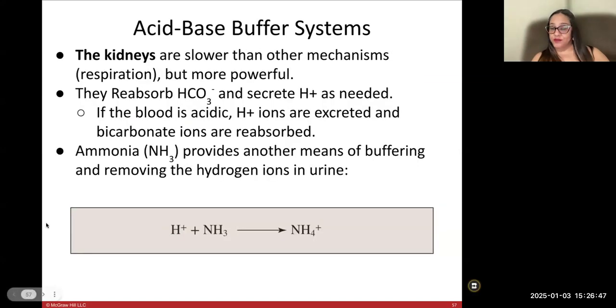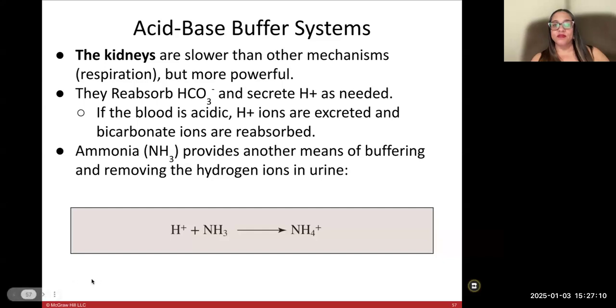The kidneys are slower than other mechanisms, like respiration, but more powerful. They resorb bicarbonate ions and secrete hydrogen ions as needed. If the blood is acidic, hydrogen ions are excreted and bicarbonate ions are reabsorbed. Ammonia provides another means of buffering and removing the hydrogen ions in urine.